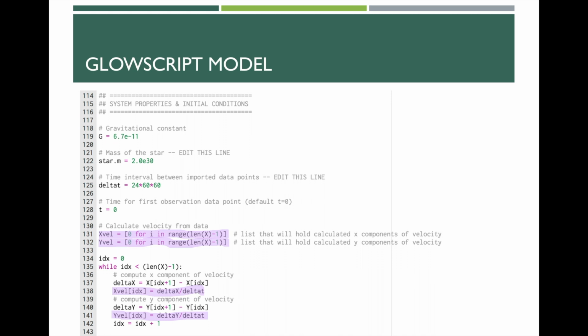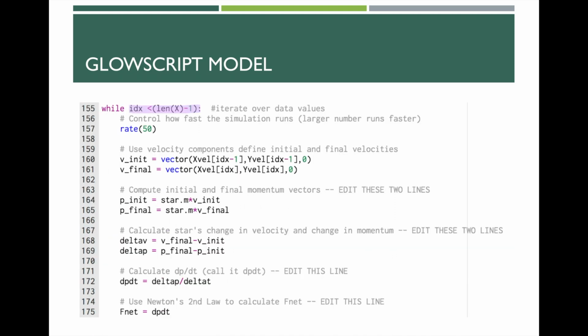Then the gravitational constant of 6.7 times 10 to the negative 11 newton meters squared per kilogram squared was plugged in, as well as the star's mass of 2.0 times 10 to the 30th kilograms, and the time interval between data points, which was indicated to be 1 day. In the next while loop, which ran until there were no more observed data points, the initial and final velocities were defined from those points.